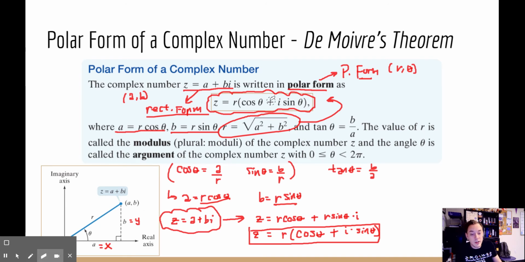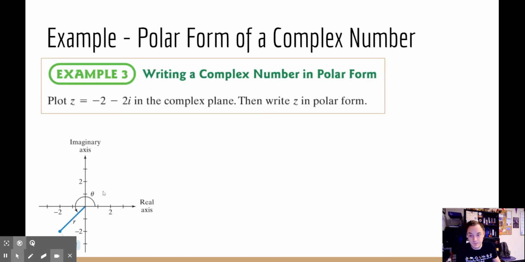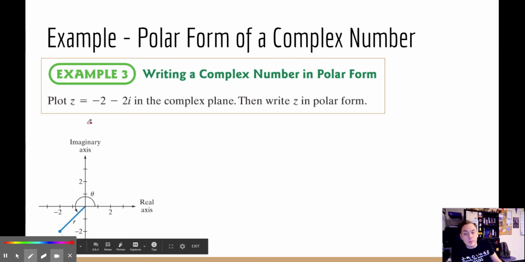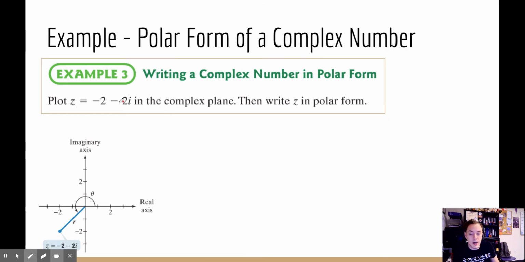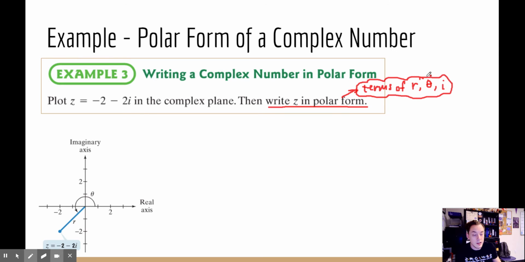All right, so make sure we know this formula. Let's go to town and actually use this in a couple of examples, okay? So example 3, plot z equals -2 minus 2i. Well, we already did that, so that's amazing. Now what we want to do is write it in polar form. So this is in terms of i. So I'm just going to say this, terms of r, theta, and then i. So you will have these variables chilling in there, okay?